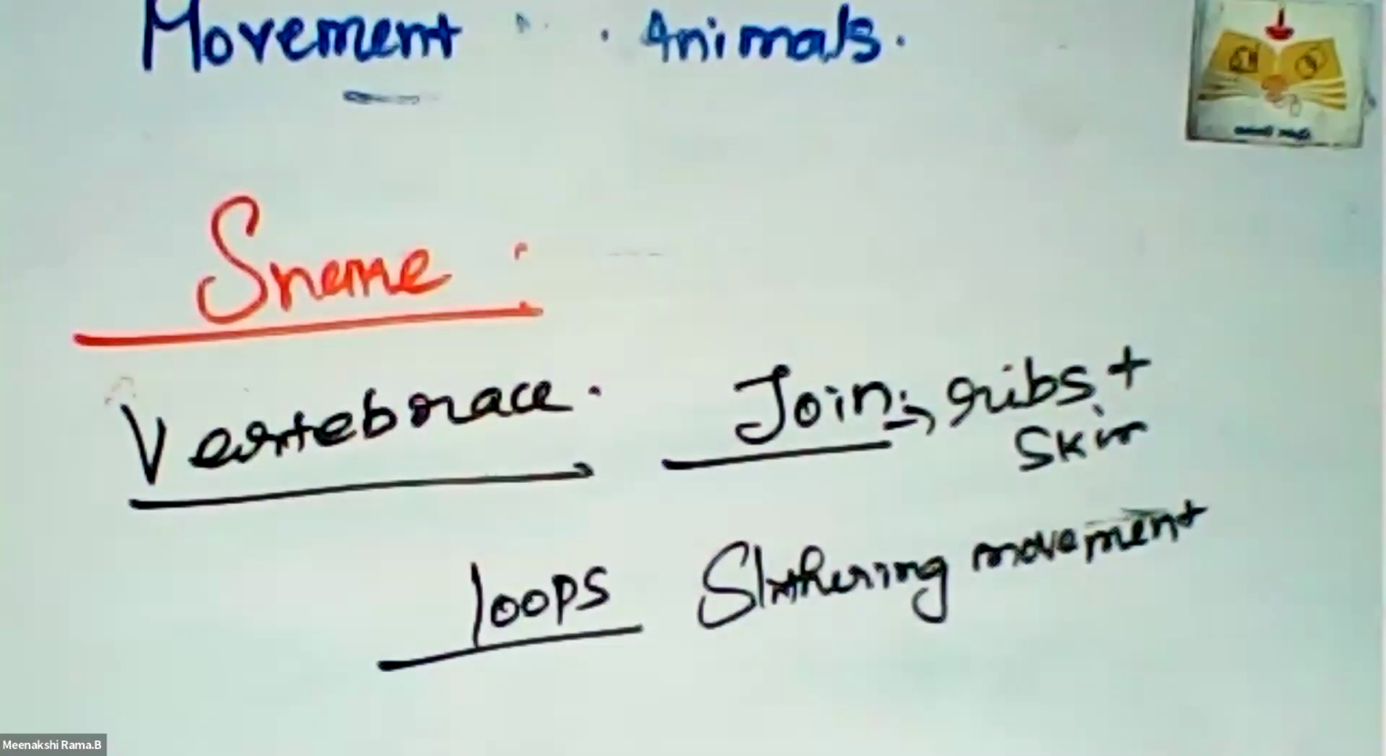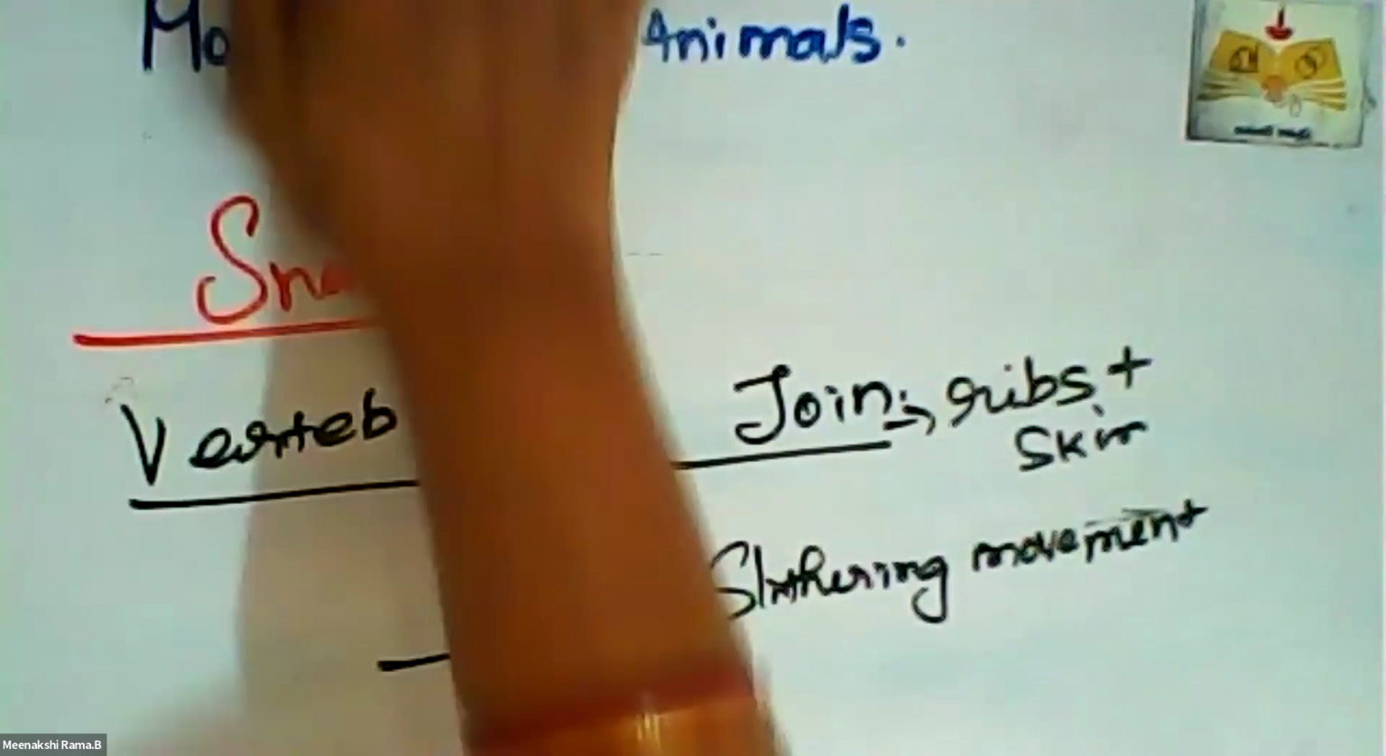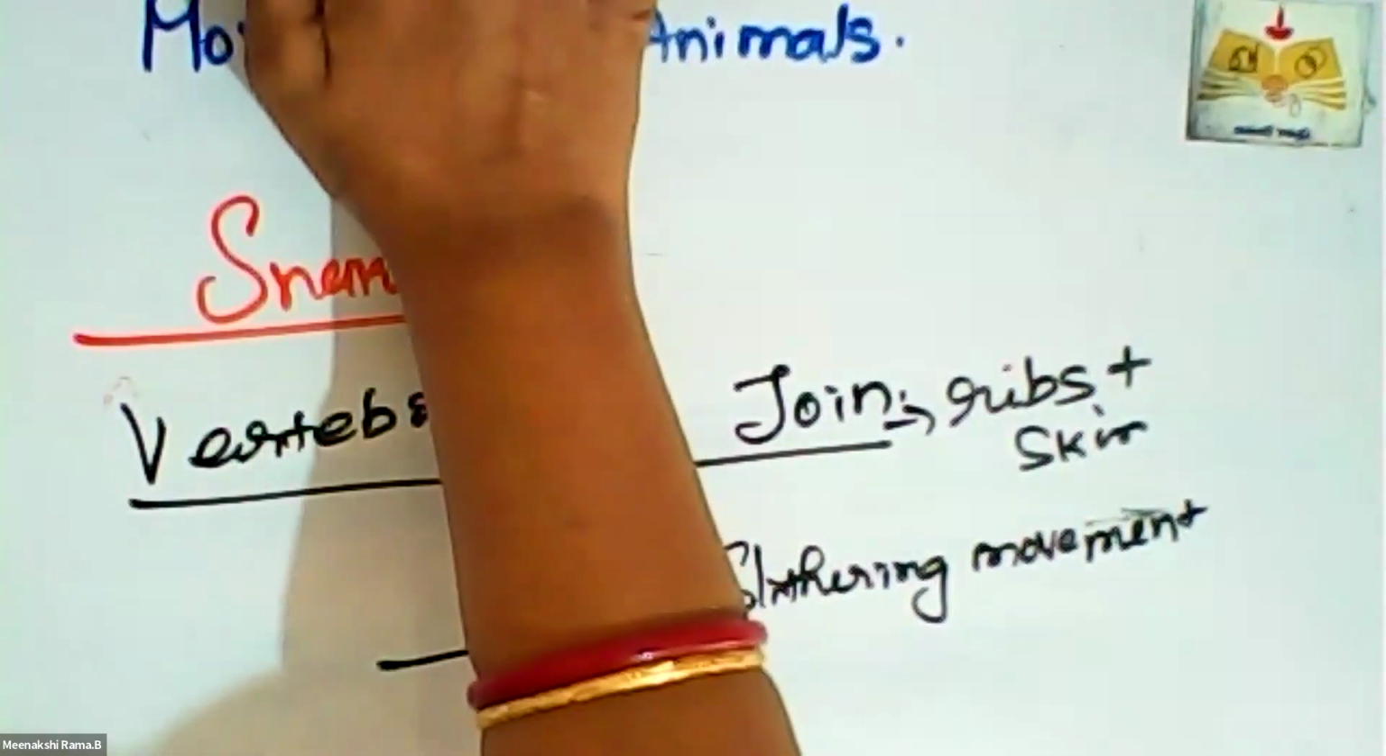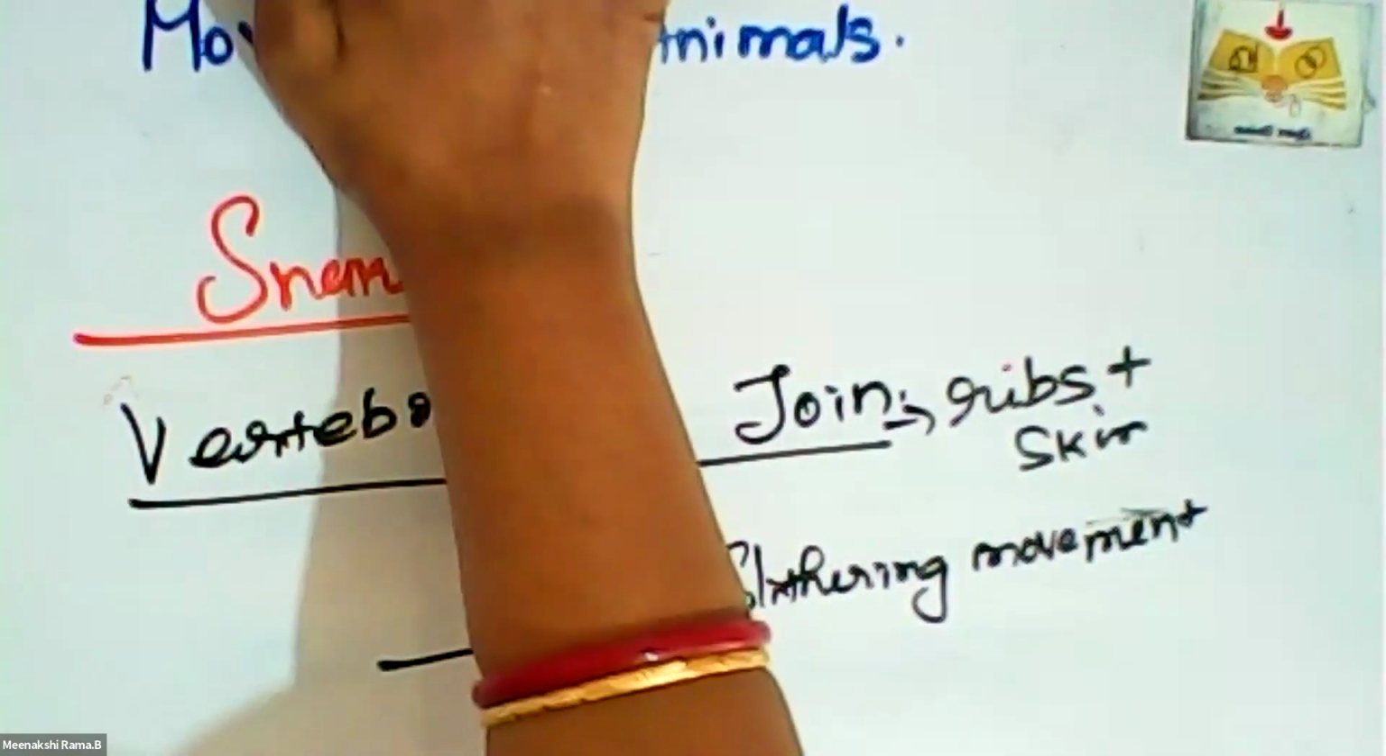So yes, till now we learned different kinds of movements in animals: earthworm, then cockroach, and next birds, and then snakes. Okay. Before moving on, I'm going to show one small activity related to this part.